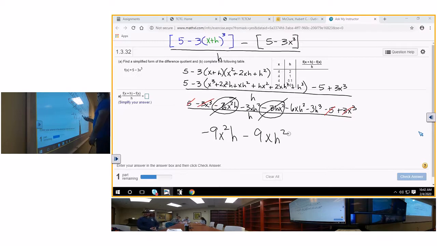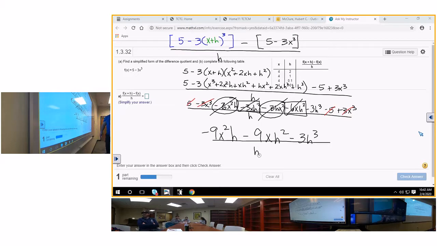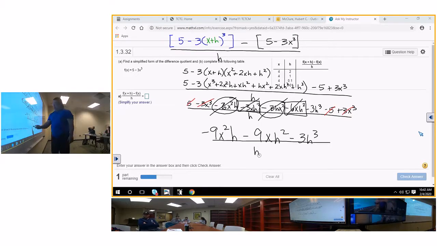Negative 9xh squared. That's going to be those two. And I'm looking for anything else. I think that's it, right? Negative 3h cubed. That's it. And this is a test question. You're going to get 5 or 6 of these on the test. All right, so h cancels there, there and there. And we're left with negative 9x squared minus 9xh minus 3h squared. Y'all check me.